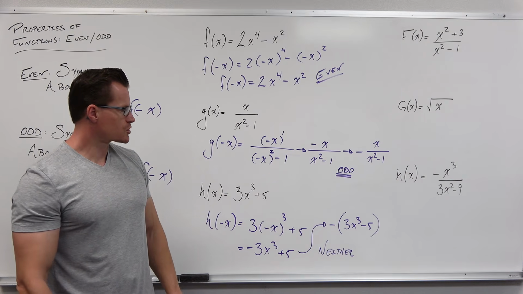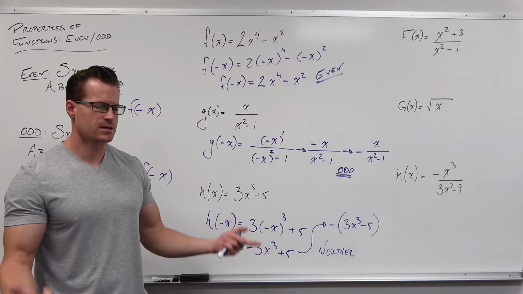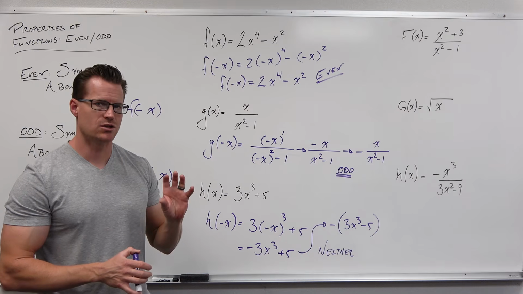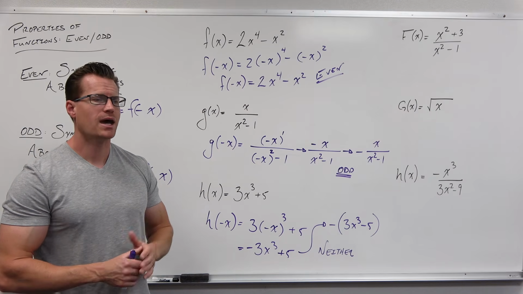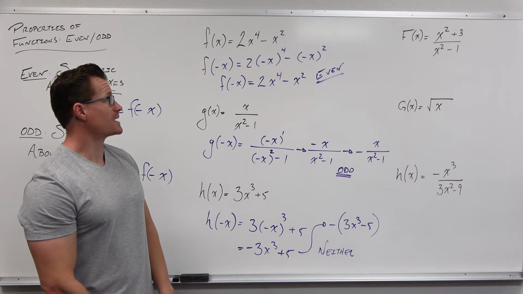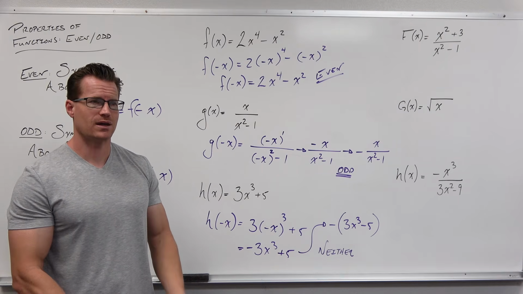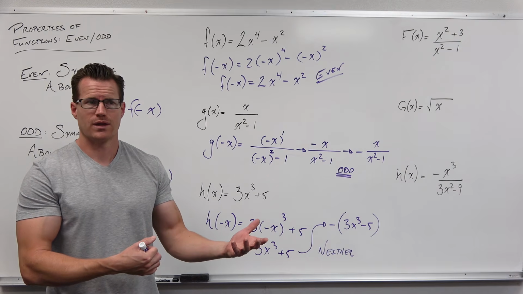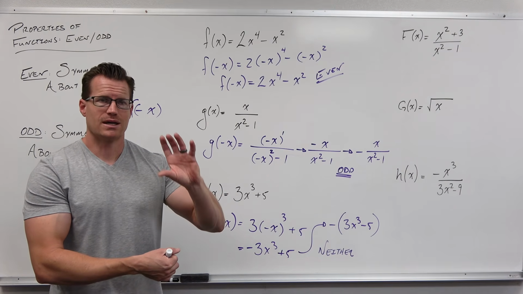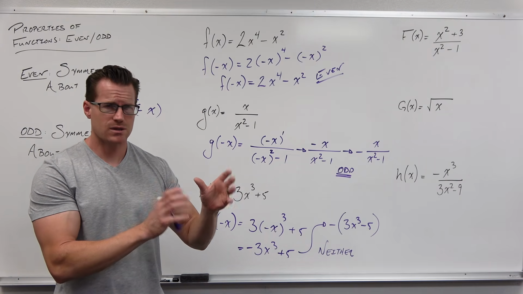Now here's the little shortcut that I would do. When I do these on my own, I know that because even powers make everything positive and odd powers change the sign if I plug in a negative and constants don't change, how I check for even, odd, or neither is I just change the sign of my odd powers, and then if I get the same thing out, well, then I know it's even. If I get an opposite in front, then I know it's odd. If I get neither of those two things, I know it's neither.